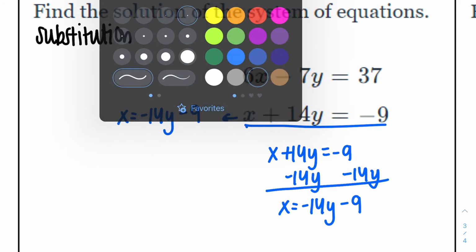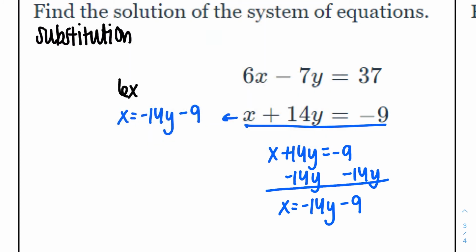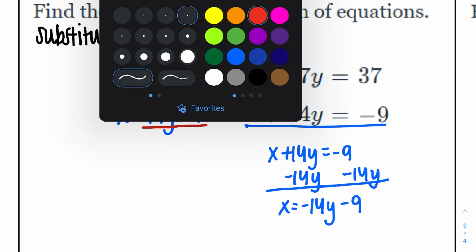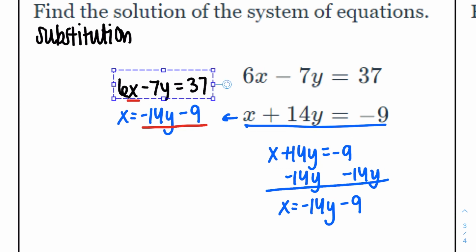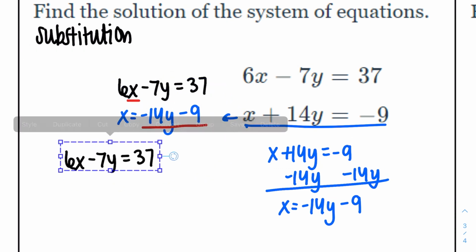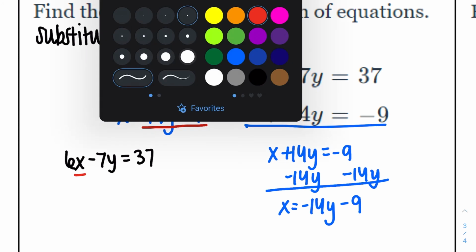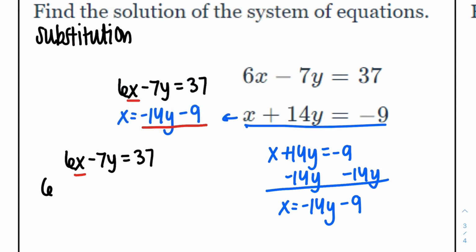6x minus 7y equals 37. Okay, now I'm going to substitute. So I'm substituting this in for where we see x. If I rewrite this equation down below to start solving, I'm going to replace for 6x. So 6 times what x is equal to, which is negative 14y minus 9. Keep going. Minus 7y is equal to 37.